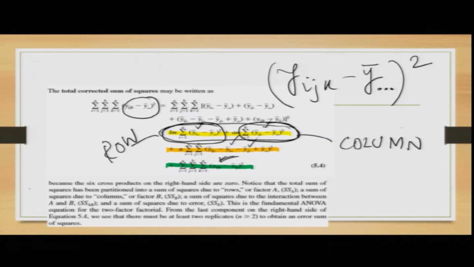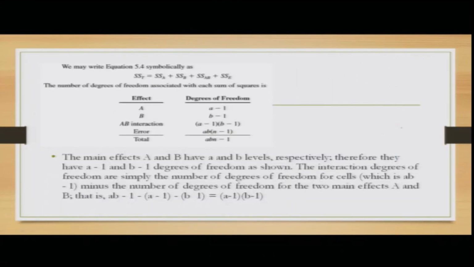For the last component on the right hand side of equation 5.4, which we have just discussed, we see that there must be at least 2 replications, that is n is equal to 2, to obtain an error sum of the squares in order to solve the problem. So, we can write the total equation as this: the total sum of the squares would be for the rows, for the columns, for the combinations, and for the error part. Now I have divided it into these parts.